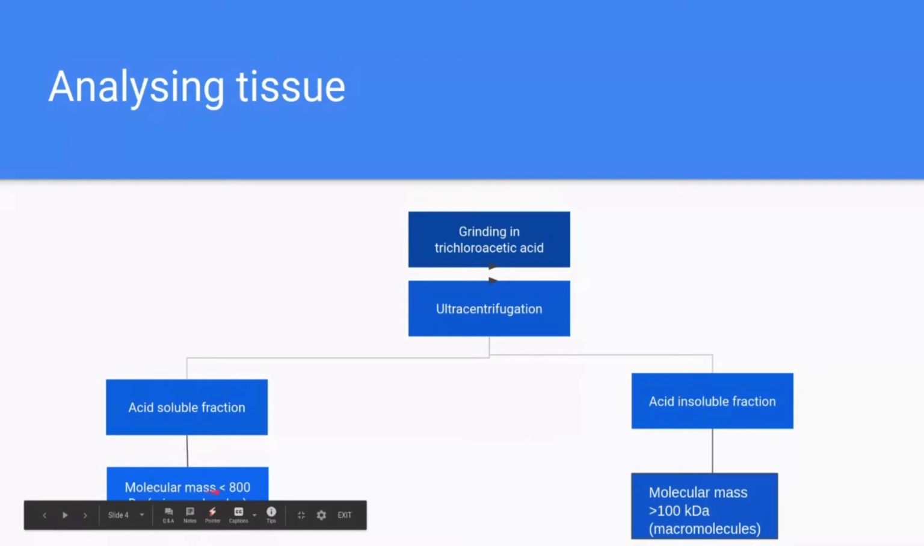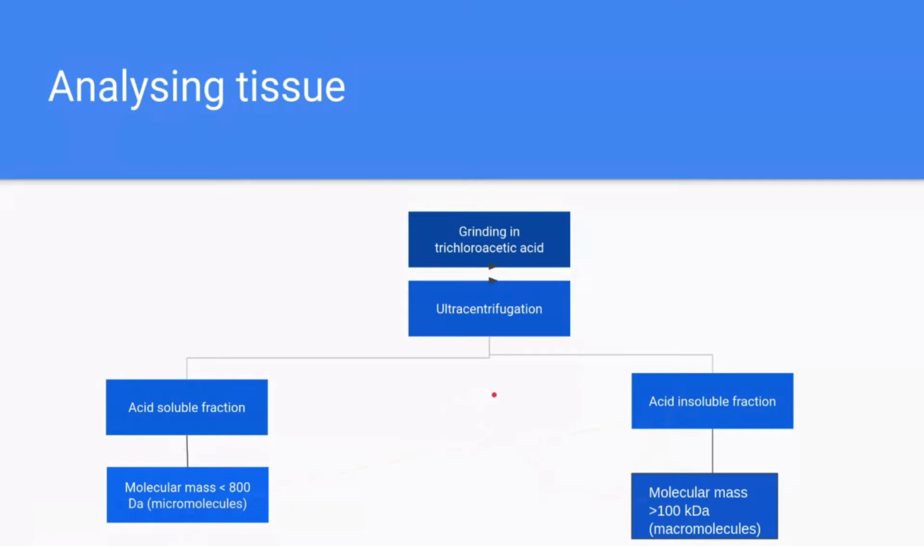and then you get the soluble fraction, which is micromolecules of mass less than 800 daltons, and then you have the acid insoluble fraction, which is more than 100 kilodaltons. If you don't know, dalton is another way of representing molecular mass. It is basically what I would call the opposite of a mole.